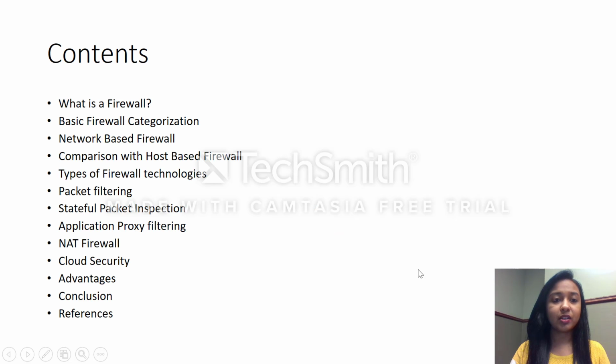So let us look into the contents for the presentation. I'm going to be discussing what a firewall is, some basic information regarding the basic firewall categorization, and then coming to the topic, the network-based firewall, and the comparison with host-based firewall. The different types of firewall technologies like packet filtering, stateful packet inspection, application proxy filtering, the NAT firewall, and how a firewall is significant for cloud security, the various advantages of network-based firewall, and then conclusion and the references.